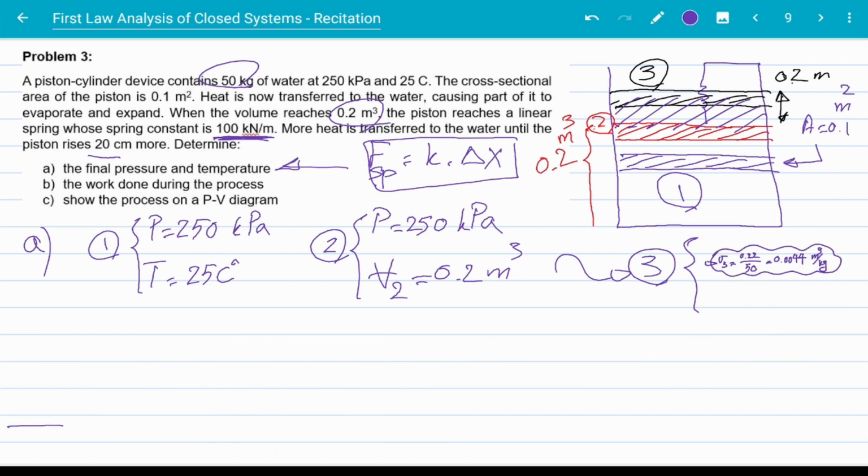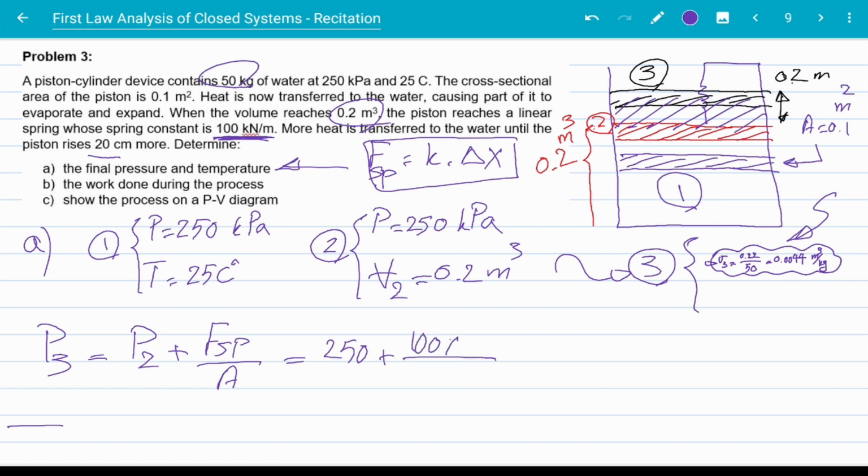What about the pressure? Okay, I moved the specific volume at state 3 up here, and now we can continue with the pressure. Pressure at state 3 is actually the pressure at state 2 plus the pressure caused by the force of the spring, which will be the force of the spring over the cross-section area. So that will be pressure at state 2, we know it's 250 kilopascals, plus the force that the spring is applying, 100 kilonewtons per meter times 0.2 meters, which the spring has been compressed, over the cross-section area of the piston, which is 0.1, which will give us 450 kilopascals. So there, I found the pressure at the final state.